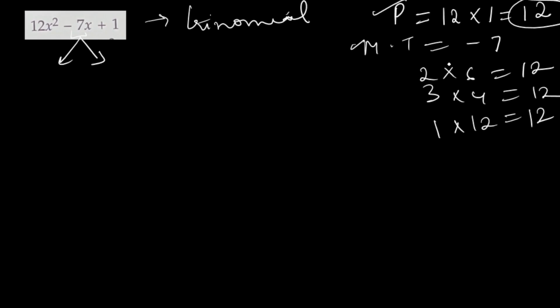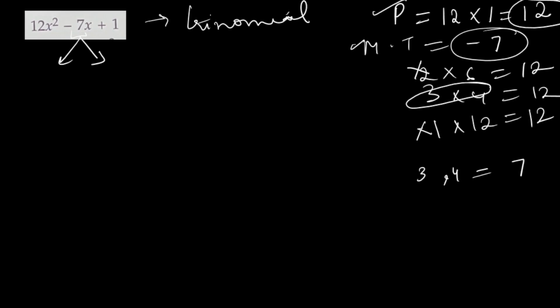Now we have to find those two numbers whose product is equal to plus 12, but their addition should be equal to minus 7. So 2 and 6 will not add up to minus 7, and 1 and 12 also will not give us minus 7. If we choose 3 and 4, we know 3 plus 4 is equal to 7, but we need minus 7. When the addition of two numbers is negative, what we can do is take both the numbers negative.